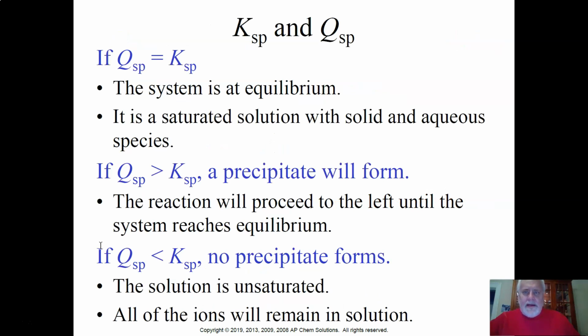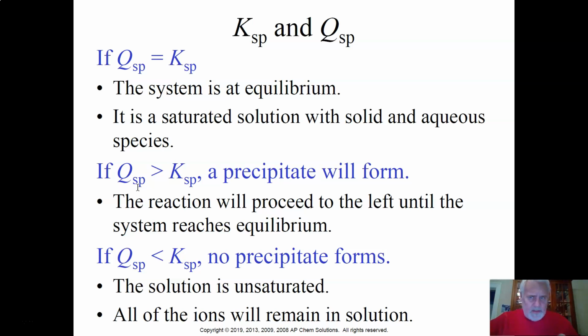All right, so we've got a really important summary of what we're talking about here. We're going to be looking at Q, and we're going to be looking at the K values. So this is nothing brand new. If Q is equal to K, the system's at equilibrium, and it's a saturated solution. Now, if the QSP is greater than the KSP, then you know a precipitate will form.